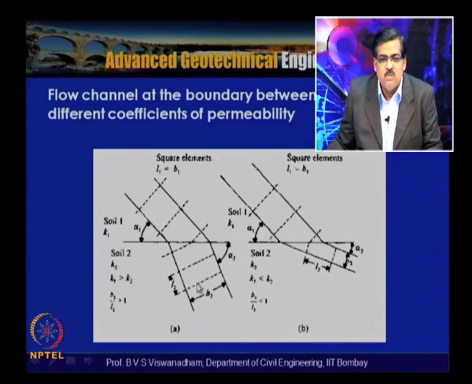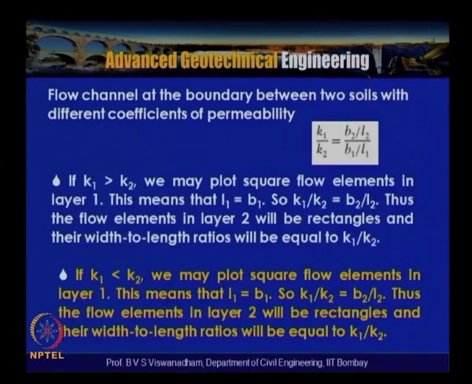When K1 is K2 you get large rectangles, but similarly when you have K1 less than K2 and with the ratio less than 1, so B2 by L2 is less than 1, the deviation will become narrow and you actually get small rectangles. But on the soil 1 side, it again maintains the square elements, which is B1 equal to L1, the aspect ratio is maintained as 1. In fact, we will see this through a numerical simulation also.